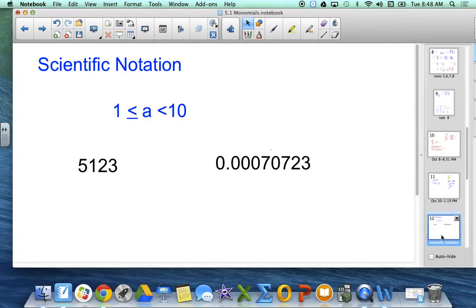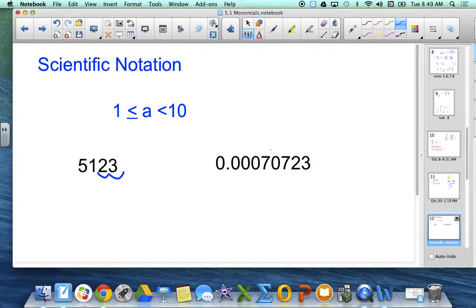Alright, so now let's talk about scientific notation. Scientific notation is a way to write a number and work problems easily. To be in scientific notation, the number has to be between 1 and 10. It can be equal to 1, but not equal to 10. Okay?